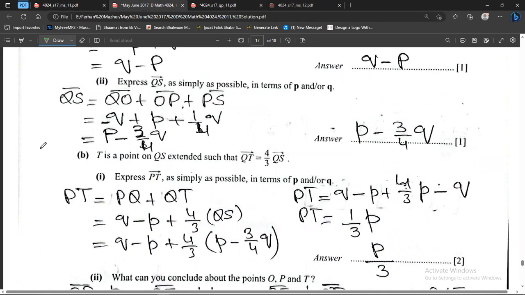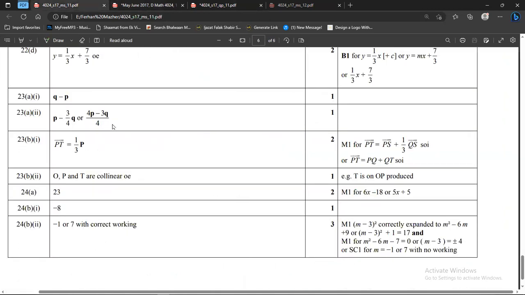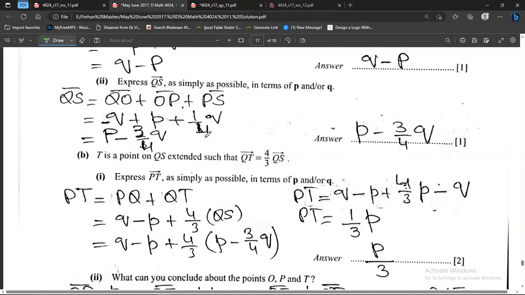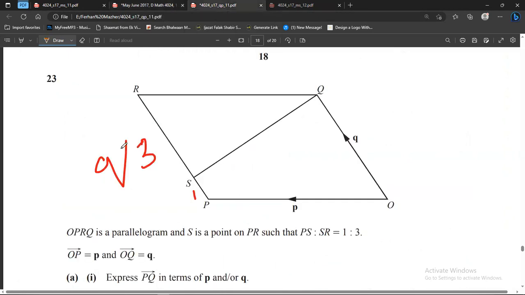So you will have P and the Q terms, they will be solved with each other. So you will have P minus 3 by 4 Q. I take their LCM, so this will come minus 4 plus 1. So this is 3 by 4 Q. Okay, so that is how you find the QS.